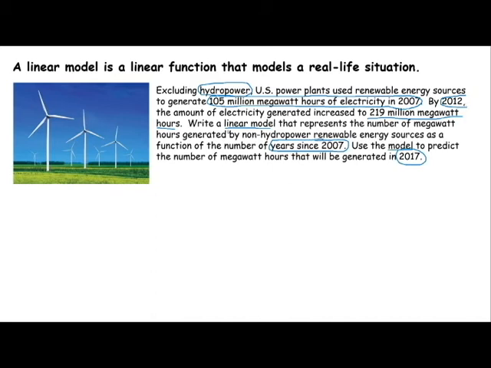Then I'm supposed to use those to write a linear model, and then I'm supposed to do it as years since 2007. That phrase is very important. I'm going to come back to that in a second. Once I've created that model, I'm going to use it to predict what happens in the year 2017. So, since I'm talking about years since 2007, it's important for me to realize that 2007 is going to be year 0. I don't know why there's an S there. That's a little typo. In the year 2007, it is 0 years since 2007.